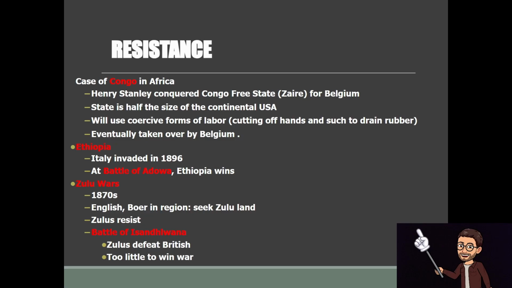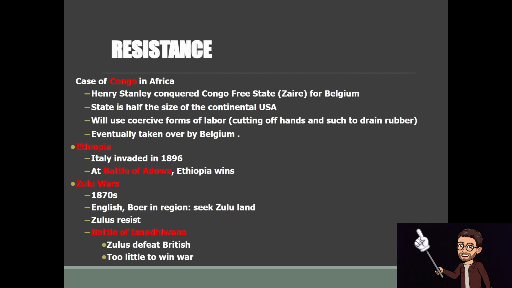Another kind of resistance is that when Italy invades Ethiopia in 1896, the Ethiopians will defeat the Italians straight up. At the Battle of Adowa, Ethiopia will win, and Ethiopia will remain the only independent country in Africa for a while.